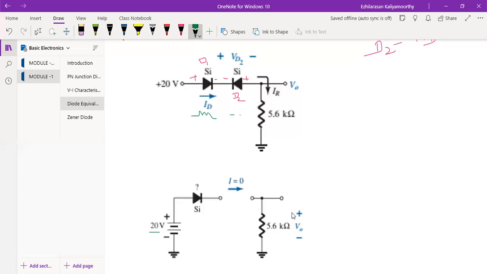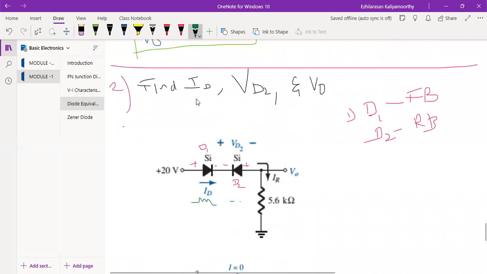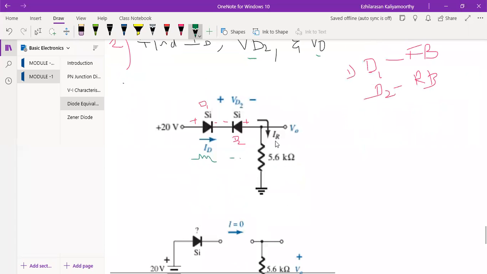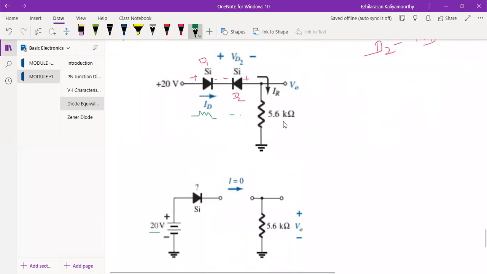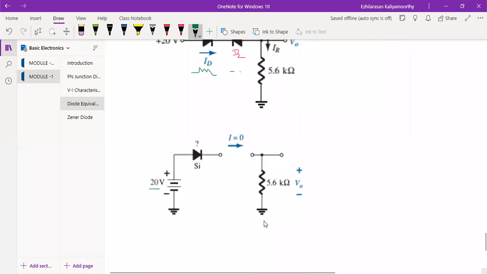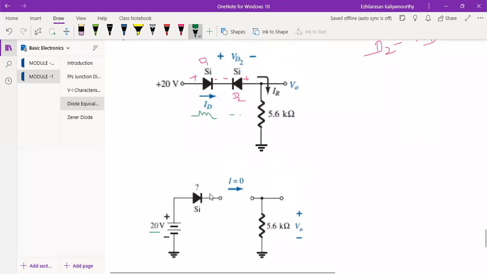So this will be your V0. The V0 is nothing but the voltage across the 5.6 kilo ohm here. But in our question, they asked you to find ID, VD2 and V0, they asked to calculate. Now let us find out ID. So now see here, this is the open circuit. The current will not flow over there.